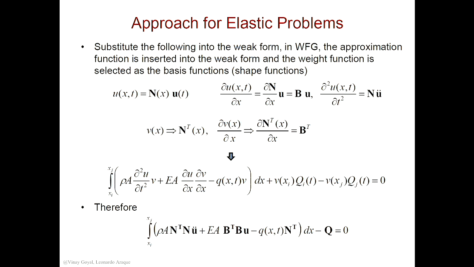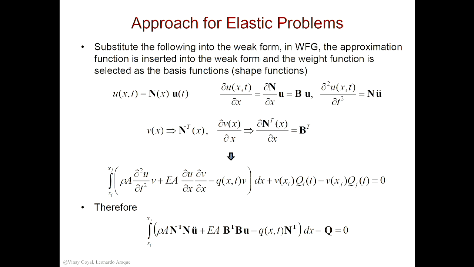So then for v, I'll substitute N transpose, and I've shown you many times why that is the case. I also have to calculate the derivative of v with respect to x. So for that reason, the derivative of N transpose with respect to x gives me B transpose. So anytime I see the derivative of v with respect to x, I'll make it B transpose. Anytime I see v, I'll make it N transpose. Okay? Yes? It's getting repetitive, but that repetition is what makes you a champion, okay?